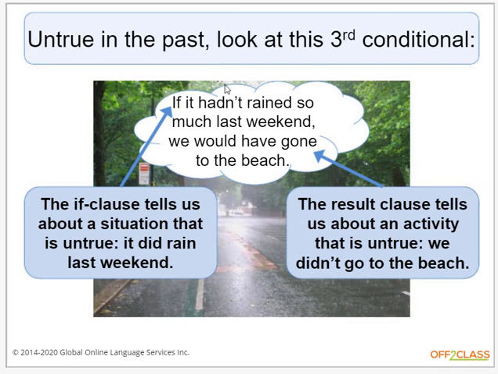Untrue in the past. Look at this condition, right? So if it hadn't rained so much last weekend, we would have gone to the beach. The if clause tells us about a situation that is untrue. It did rain last weekend, right? But if it hadn't, that's why it's untrue. It's third conditional. The result clause tells us about an activity that is untrue. We didn't go to the beach. Okay?